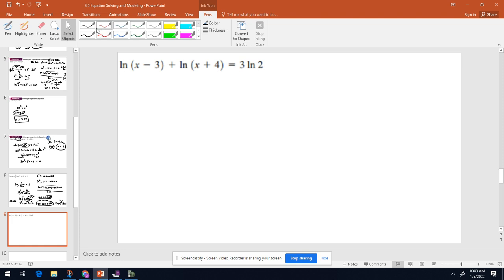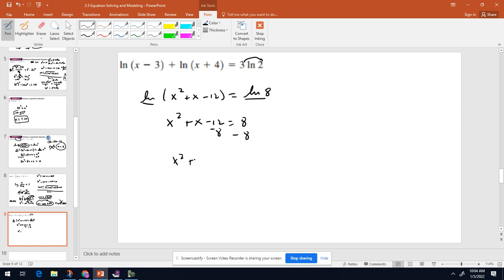This problem is exactly like the other two. I'll go ahead and do it real quick. What does the plus mean to do? It means to multiply. So I'm going to FOIL this out, x squared plus x minus 12. And over here, I'm going to use my property of logarithms and write this as ln of 2 to the 3rd power, which is 8. These are the same, right? So I can rewrite this as x squared plus x minus 12 equals 8. Subtract the 8. x squared plus x minus 20 equals 0. x plus 5, x minus 4 equals 0, x equals negative 5, x equals 4.